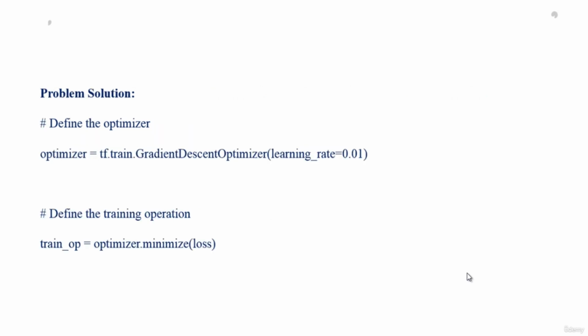How code is working: the code sets up the gradient descent optimizer to minimize the loss function. tf.train.GradientDescentOptimizer is used to adjust the model parameters, W and B, based on the computed gradients.